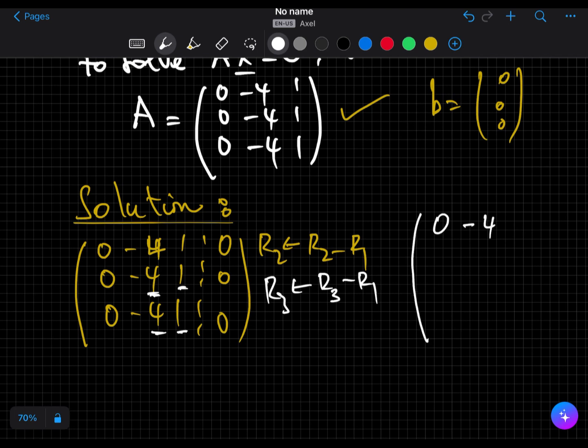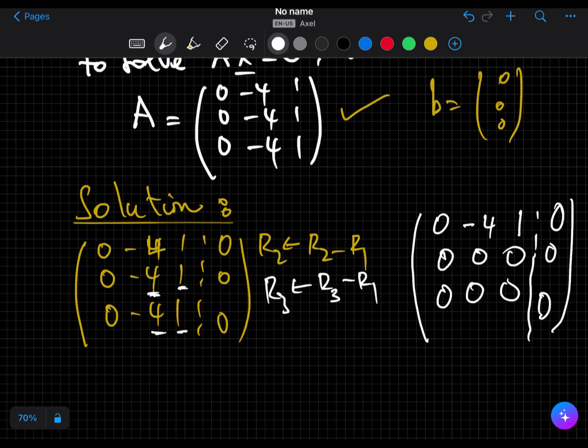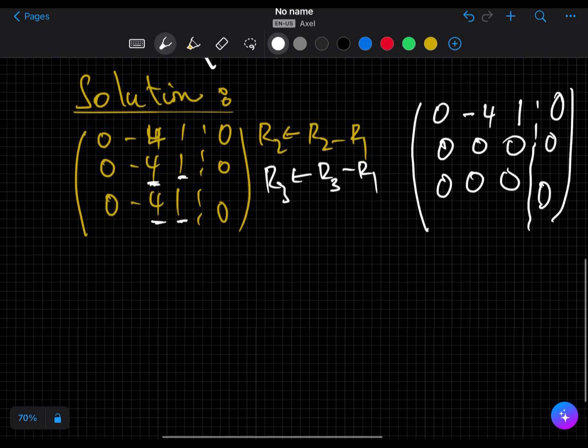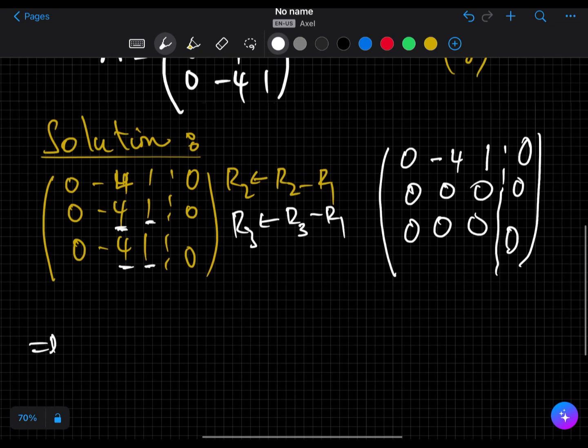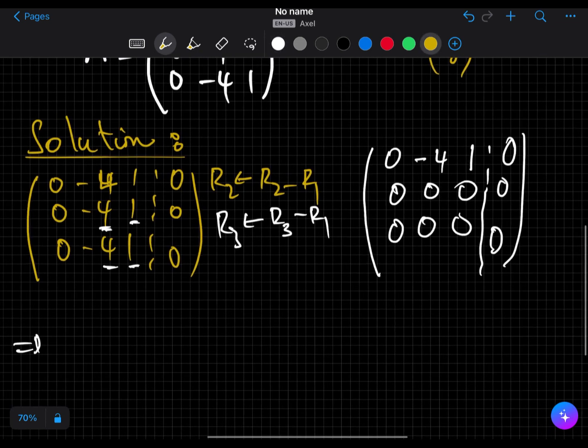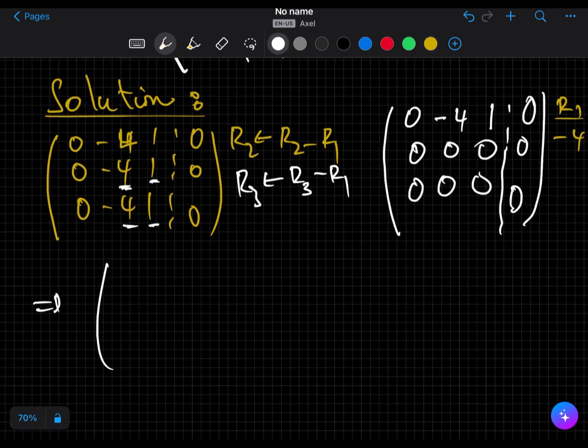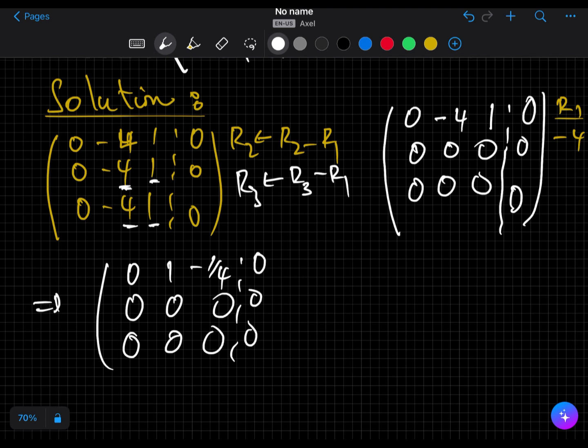0, minus 4, 1, 0, and zeros everywhere else in the other rows, 0, 0, 0. From these, we can also do R1 divided by minus 4. Then we will obtain 0, 1, minus 1 over 4, 0, and then the rows of zeros, 0, 0, 0.